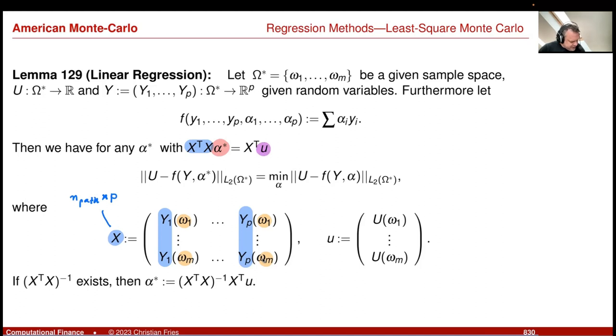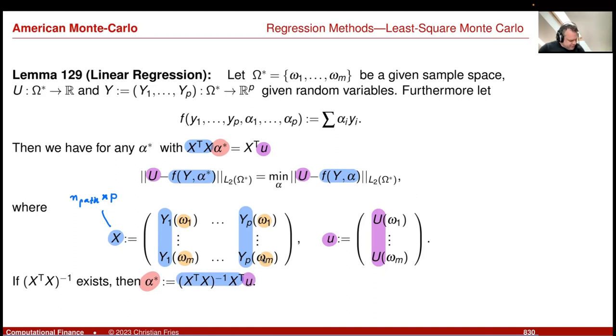And the U is actually the vector having as many entries as you have sample paths of the random variable of which you would like to approximate the conditional expectation. So I would like to take the conditional expectation of U. And that guy is approximated with my F of Y and alpha. If you can take the inverse of X transposed X, then you have the alpha star explicitly. The alpha star is X transposed X inverse times X transposed U.